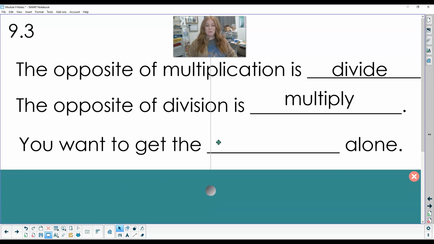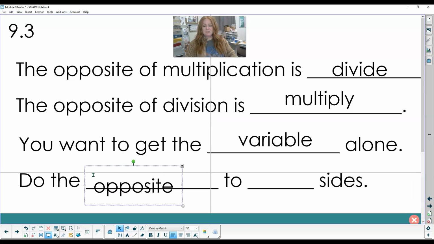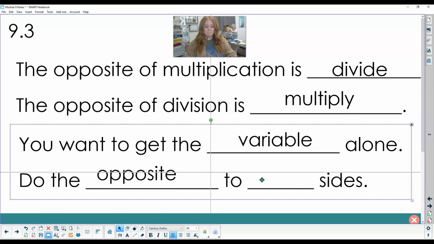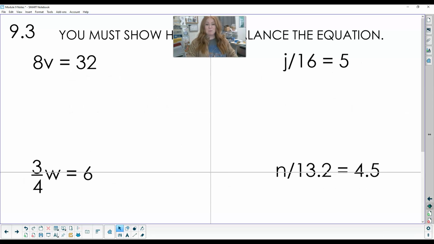So what we want to do, just like with adding and subtracting, is get that variable all alone. We want to get that by itself to know what it equals. So to do that, we're going to do the opposite to both sides. What you do to one side, you have to do to the other to make sure you keep that equation balanced. Because if I just divide on one side, the other side's going to get heavier. If I just multiply, then that makes that side heavier. So I've got to do it to both sides. They stay balanced. So let's try a few of those problems.